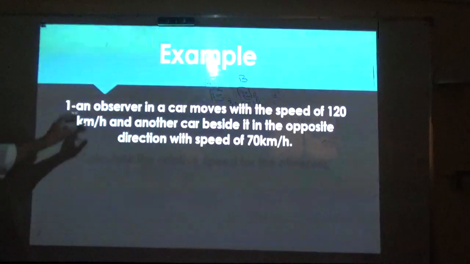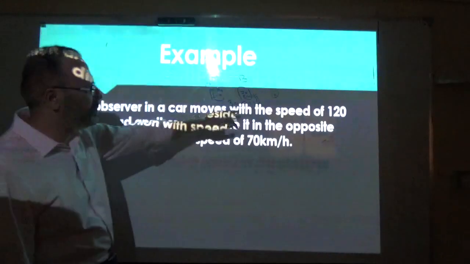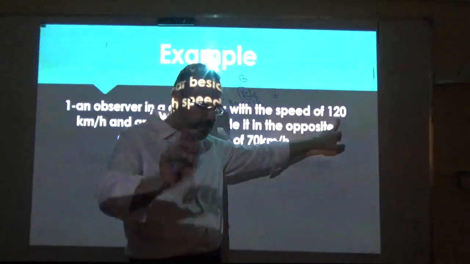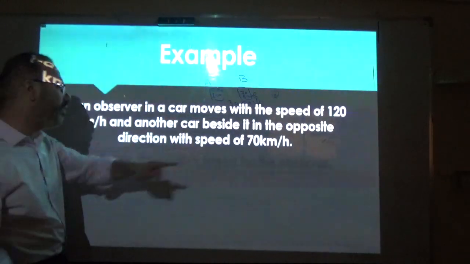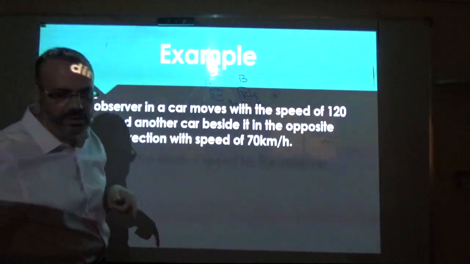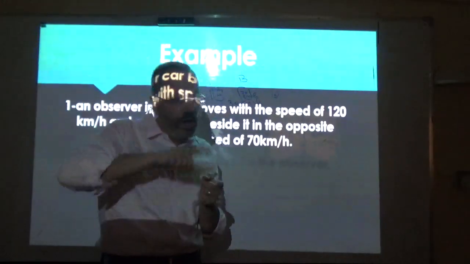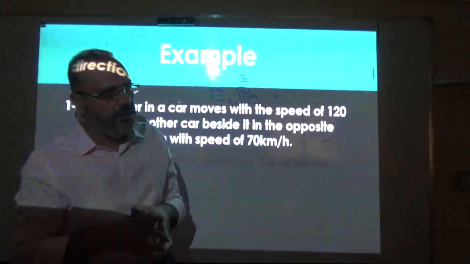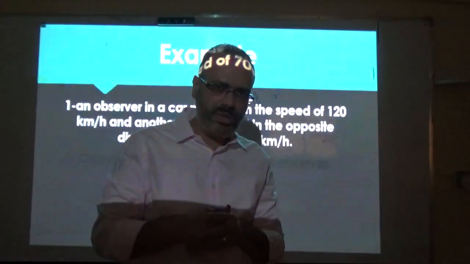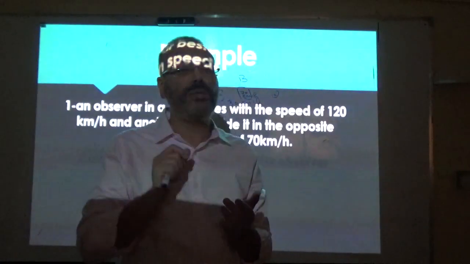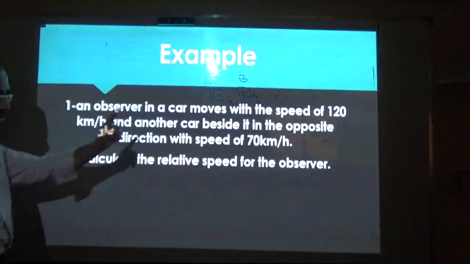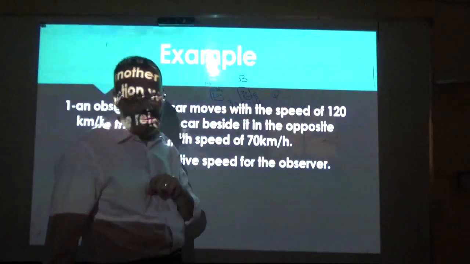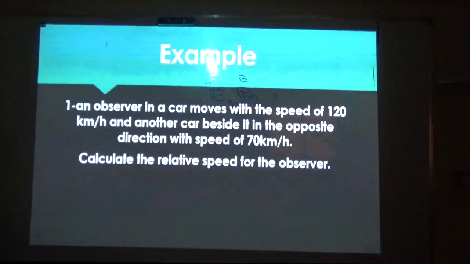Another example. An observer in a car moves with the speed of 120, the same as the previous, and another car beside it moves in the opposite direction with the speed of 70. How can we calculate the relative speed if the two objects move in the opposite direction? We make summation. So the relative speed in this case equals 120 plus 70, so it equals 190.